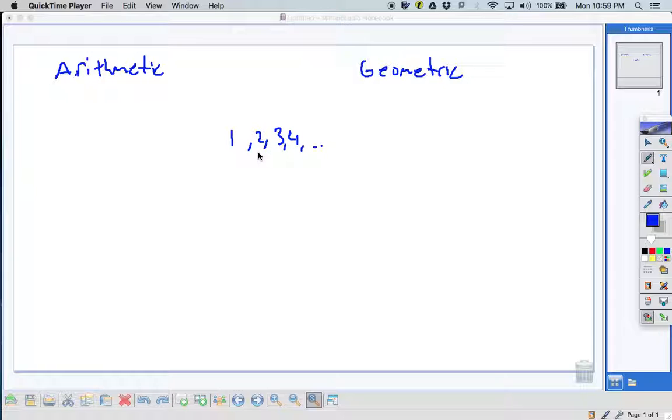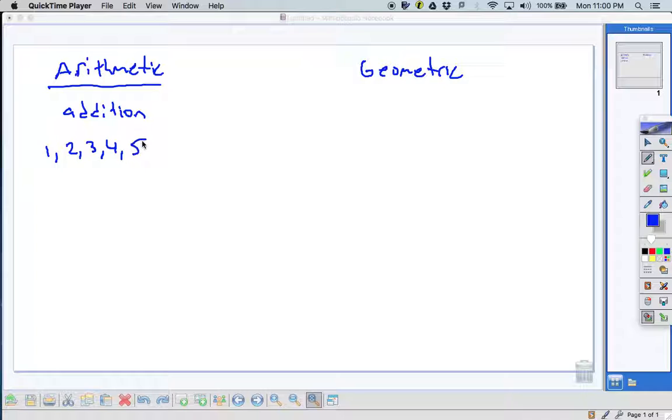We have two specific types of sequences that we study more than others. That doesn't mean there's not other sequences, but we have two that we like to work with. One is called arithmetic, one is called geometric. Arithmetic, the pattern is addition. So an example would be the one I just had here. 1 plus 1 is 2, plus 1 is 3, plus 1 is 4, plus 1 is 5. We're simply adding every single time.